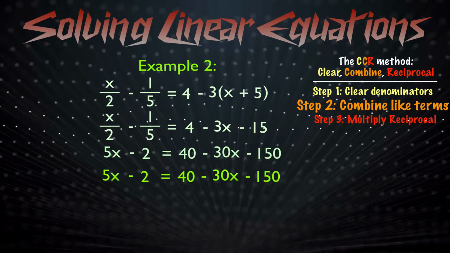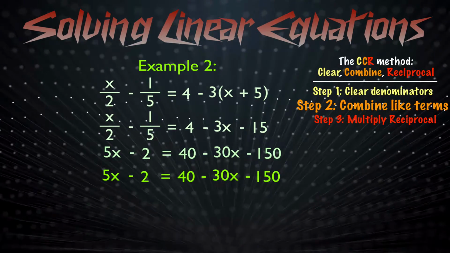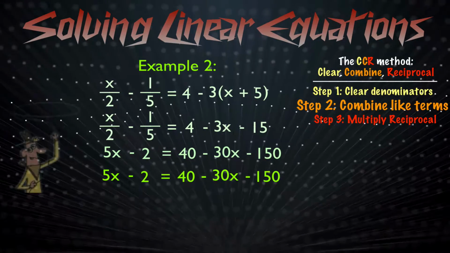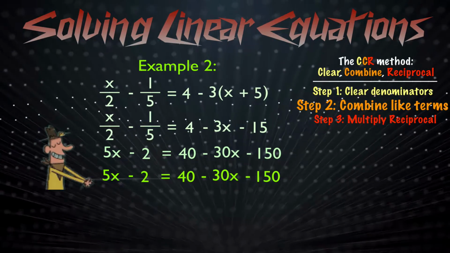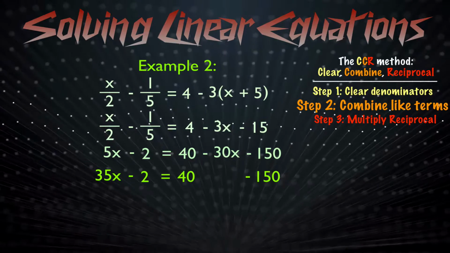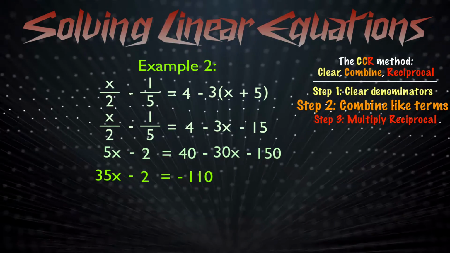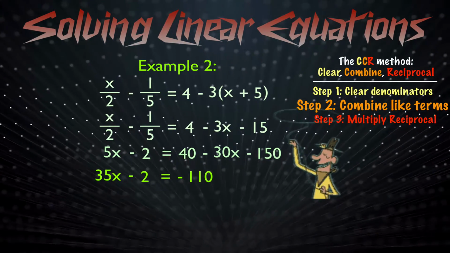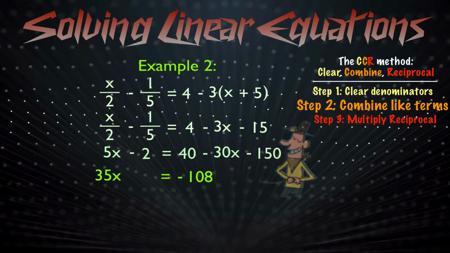We want to combine like terms. I like keeping the coefficient on the x's positive, so I'm going to add 30x to both sides of the equation to move the linear term to the left. And then note that we have negative 110 on the right side, which becomes negative 108 when we move the constants to the right side by adding 2 to both sides of the equation.